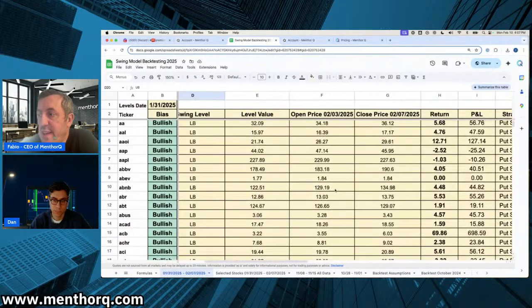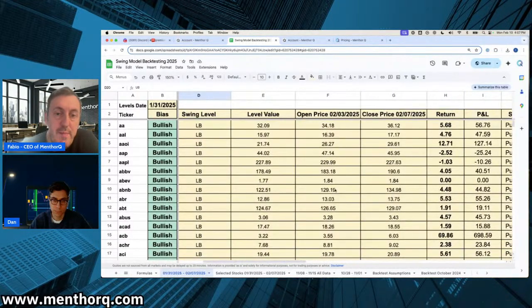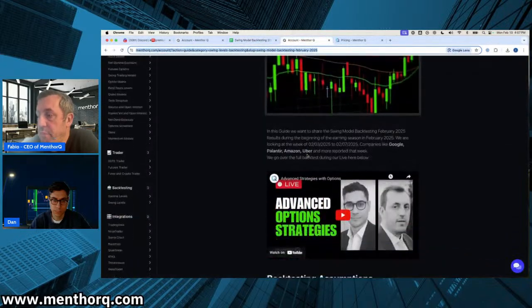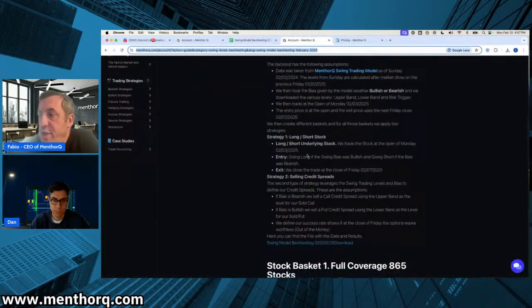Then we look at this data and we run two simple strategies. And let me show them the strategy right here. Strategy one is a pure long short strategy. So the entry is going to be at the open on the Monday, and the exit is going to be at the close of the Friday. There's no risk management. This is a very simple backtest.